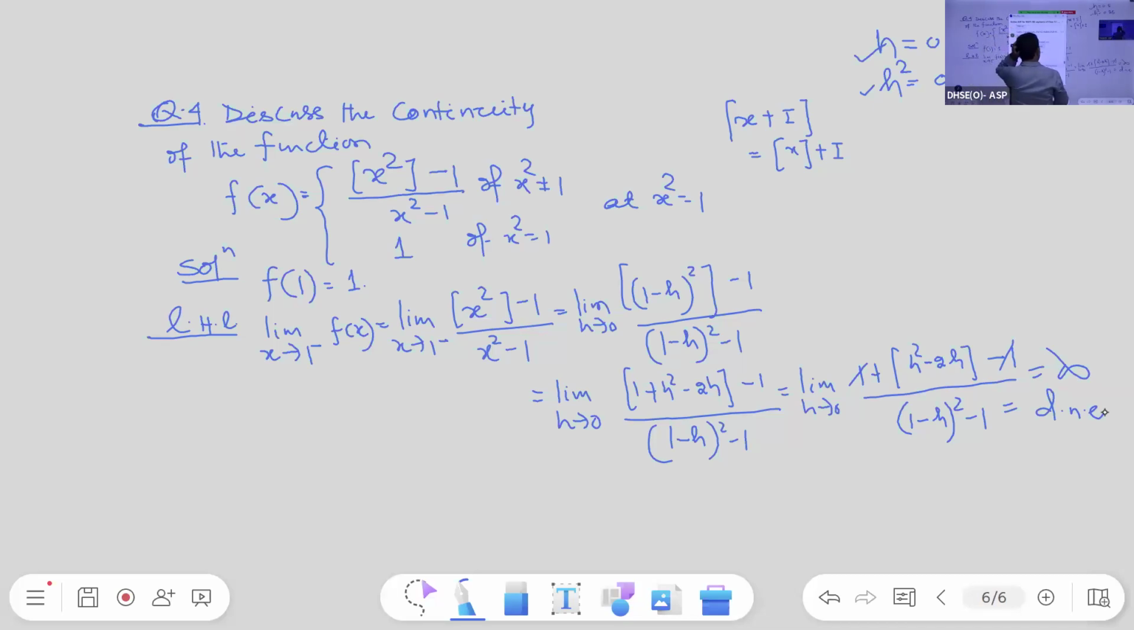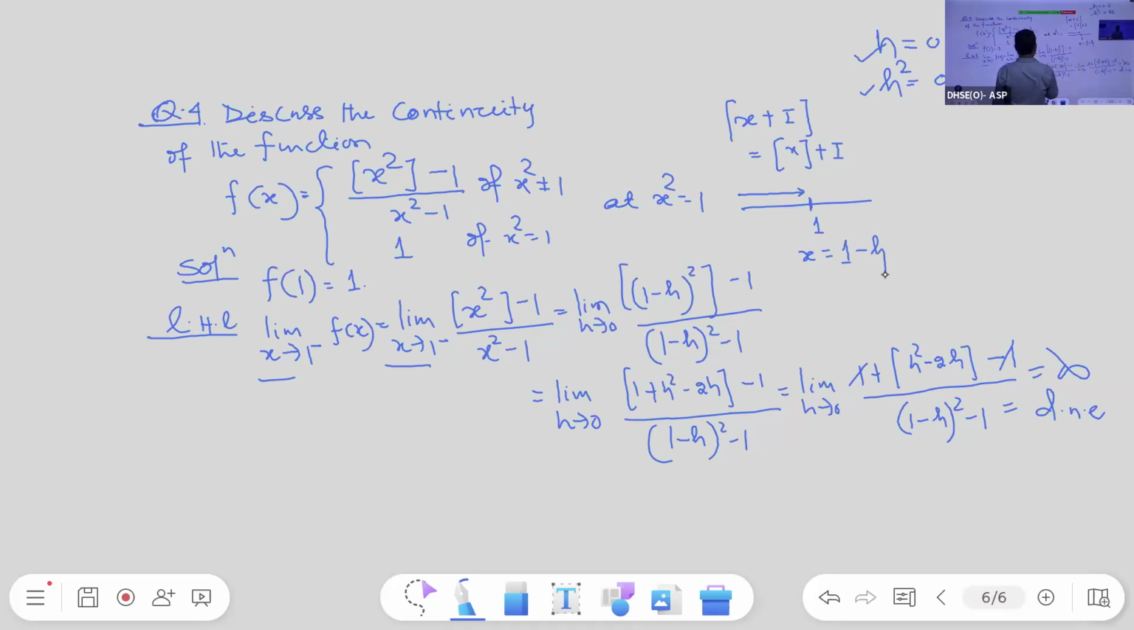Sir, please again. Okay. x is extending to 1 minus, f of x is bracket x square bracket minus 1 upon x square minus 1. Extending to 1 minus means x is not equal to 1. If x is not equal to 1, then x square is not equal to 1, which means the function is bracket x square bracket minus 1 upon x square minus 1. So x is approaching 1 from the left hand side. x will take a value which is very, very close to 1 but less than 1. That will be 1 minus h.